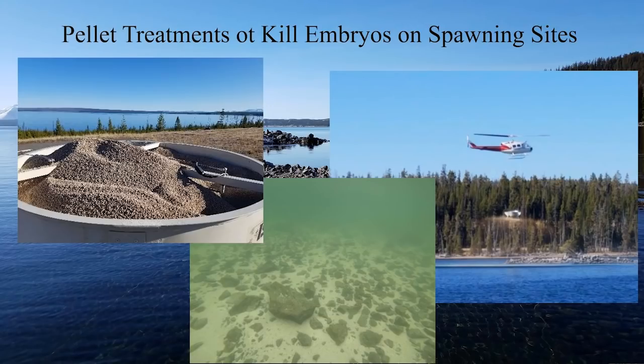So we've been conducting treatments of spawning areas in Yellowstone Lake with these organic pellets made of soy and wheat gluten. On the upper left is a cedar spreader, which is completely full of the organic pellets. The cedar spreader is slung below a heavy helicopter, and the helicopter is then used to apply the pellets to the spawning sites out on Yellowstone Lake.